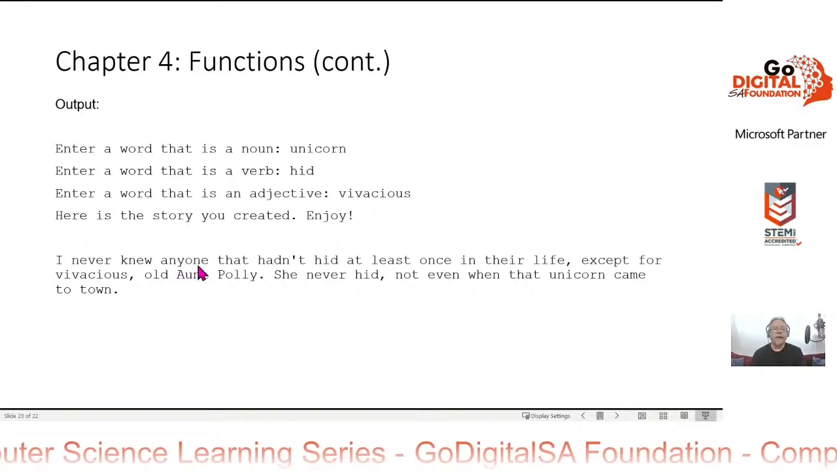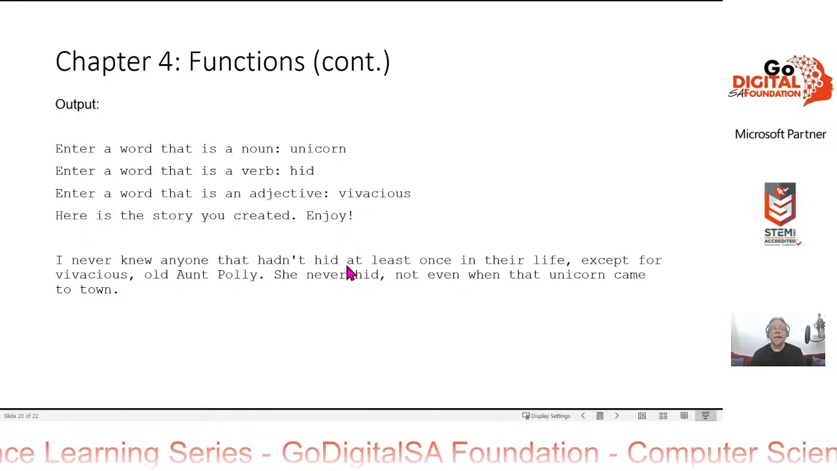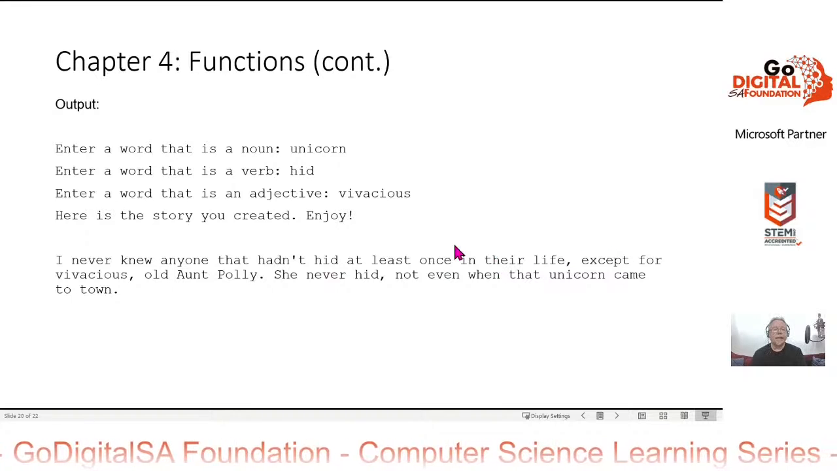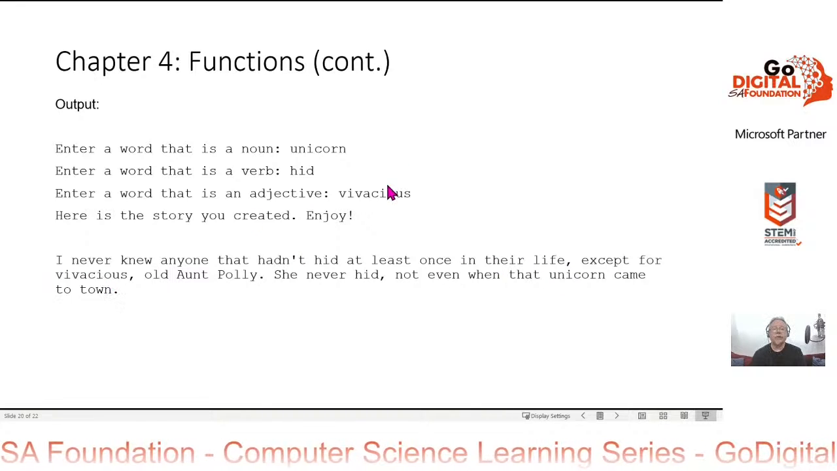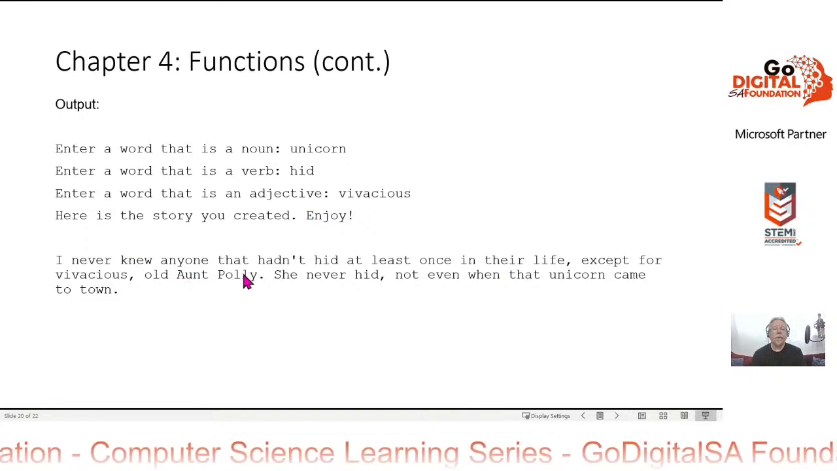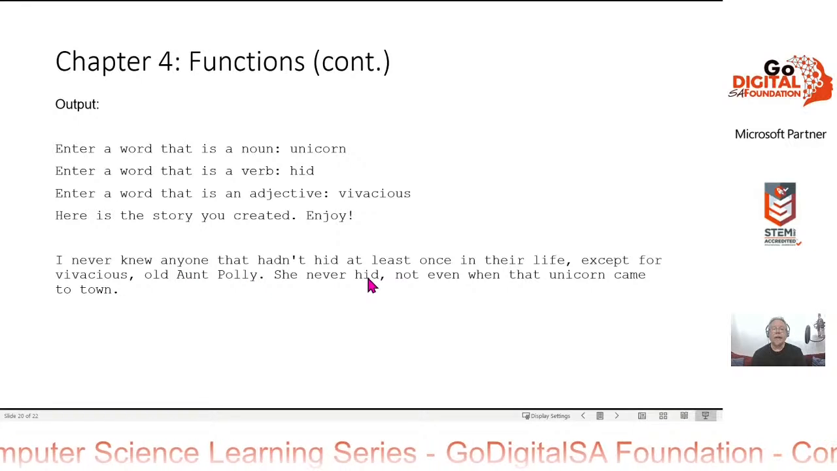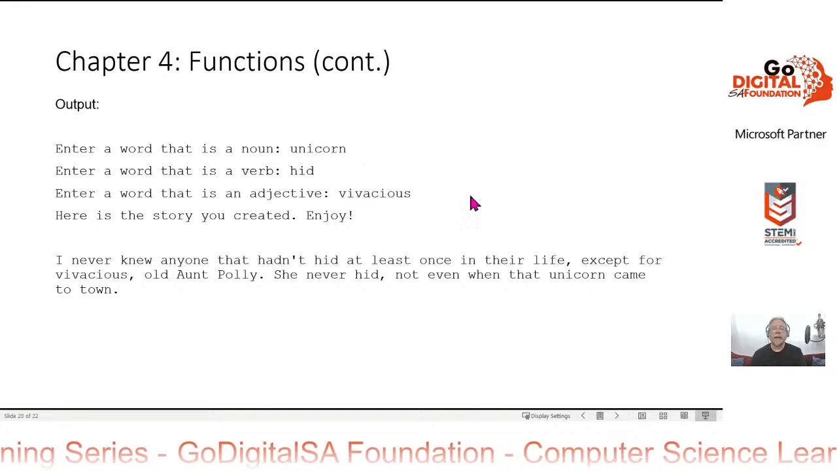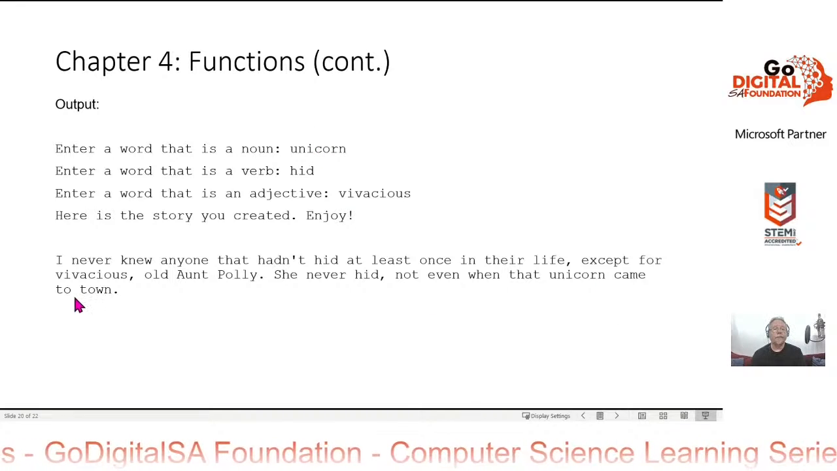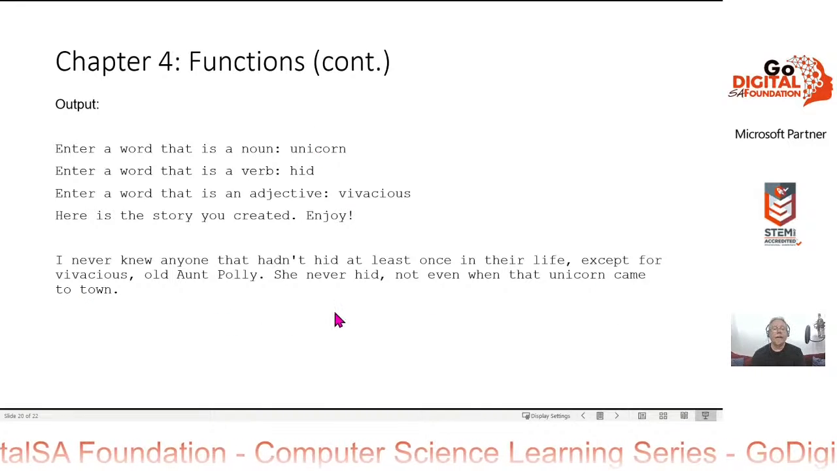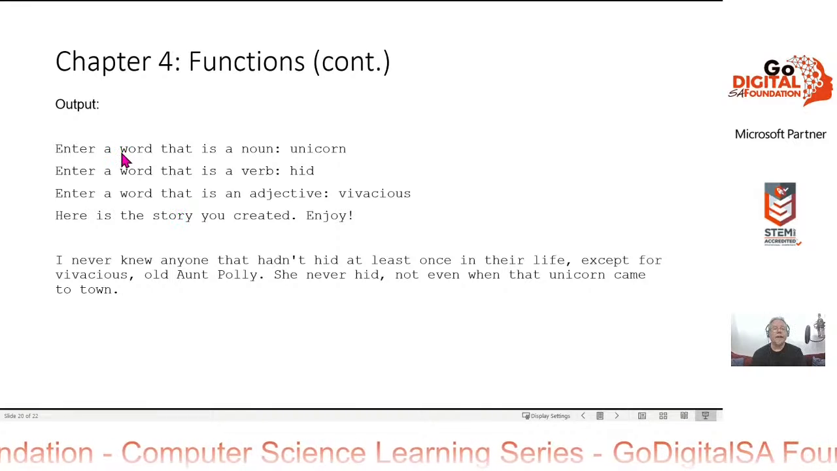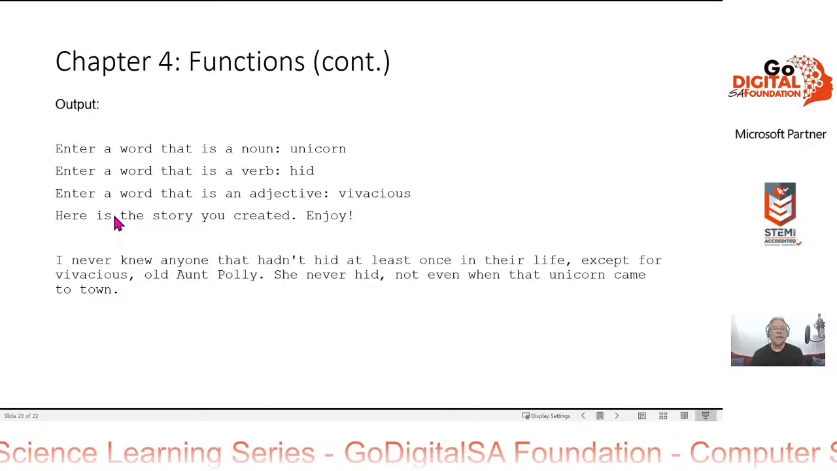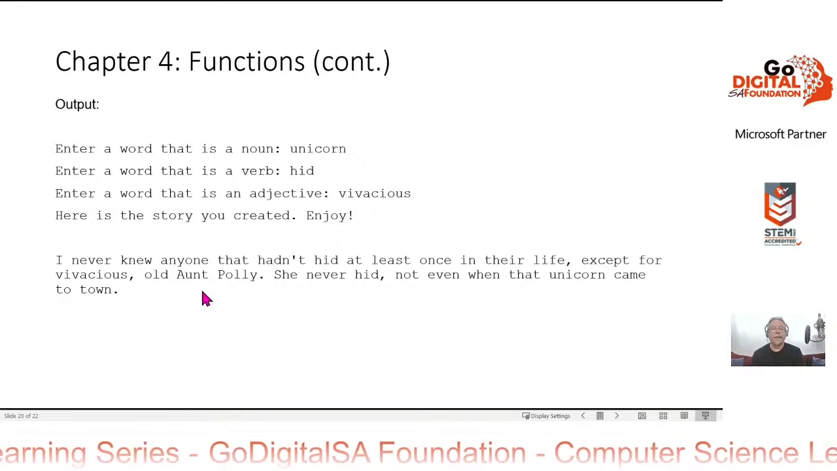"I never knew anyone that hadn't hid at least, okay, so hid was the verb, at least once in their life, except for vivacious, so that's the adjective, old Aunt Polly. She never hid, so that's the verb, not even when that unicorn, so that's the noun, came to town." Okay, so your code should ask the user to enter a noun, a verb, an adjective, and then it will say, here's the story, and it should display the story.